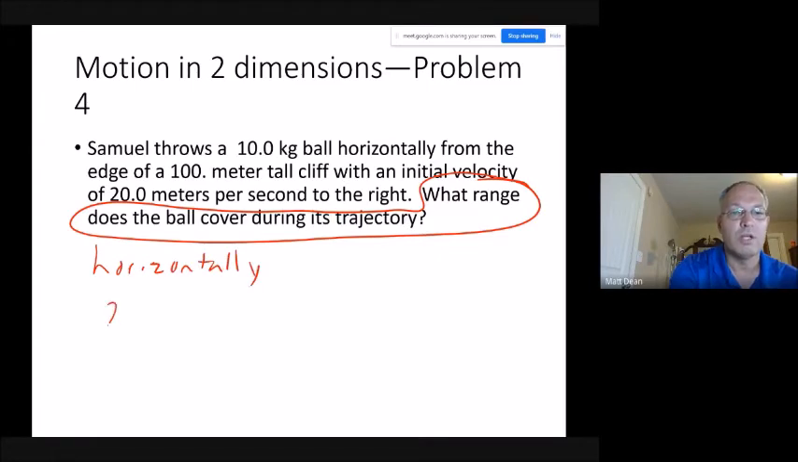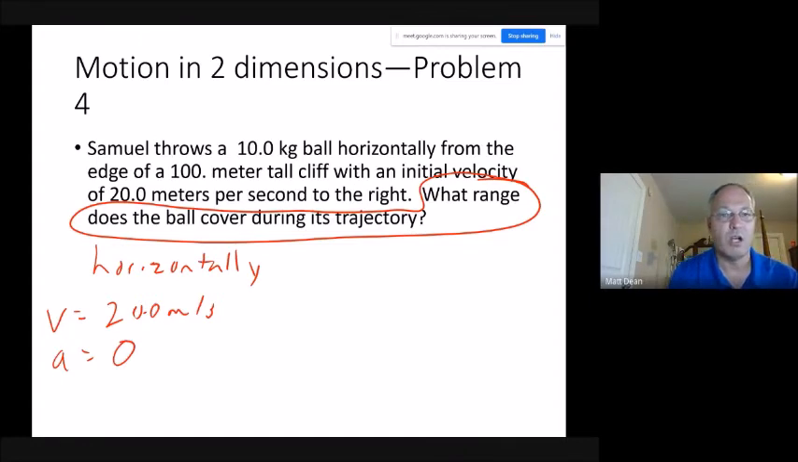And what we know horizontally is that we've got a constant speed that doesn't change throughout the whole problem of 20 meters per second. We've got an acceleration of 0 because there are no horizontal forces acting on this object. And the time in the air is the same as it was for the other way, which was 4.47 seconds.